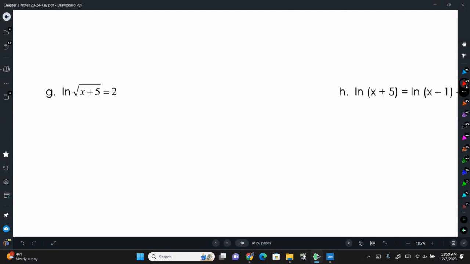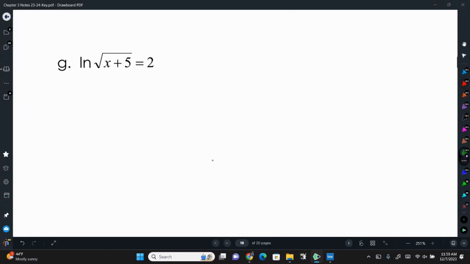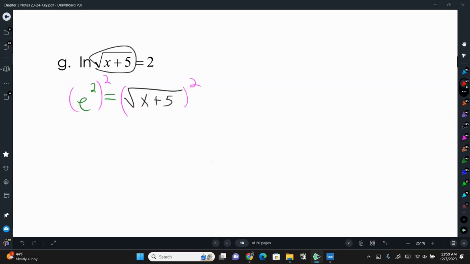All right, these last two here. Again, we already have the log by itself, so we can rewrite this now in exponent form, ln, or log base e. So it's going to be e to the 2nd power equals this stuff right here, the square root of x plus 5. Well, to get rid of the square root, we have to square both sides. And that's going to give us e to the fourth equals, sorry, not the square root of x plus 5, because we square it, the square root cancels, so we're left with x plus 5.